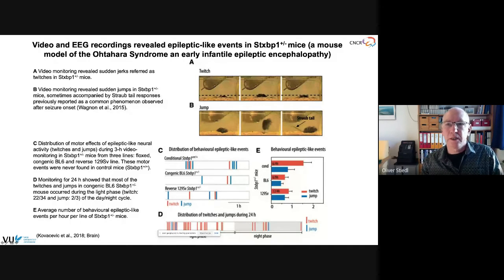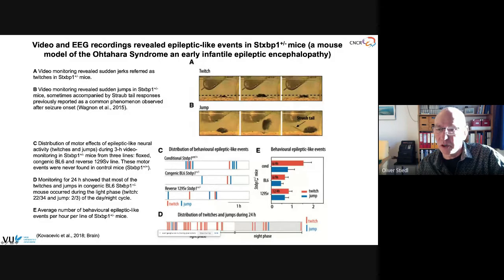And in the MUNC18, or the syntaxin binding protein 1, which is crucial for presynaptic neurotransmitter release, the issue is that we saw spontaneous epileptic seizures, Straub tail, jumping up out of sleep, out of nowhere. And we could quantify and find how many events we see.